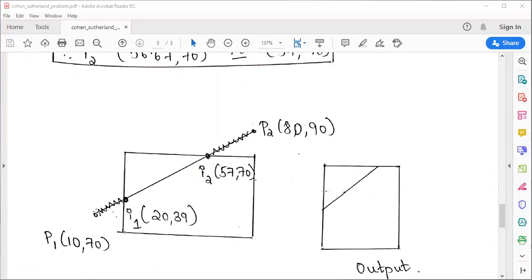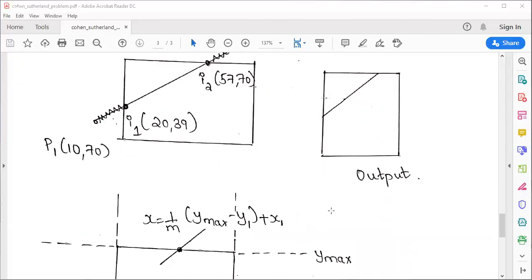So what we have to do, we have to clip the line which is outside the clipping window, right? So this P1 will be clipped till this intersection point I1 and P2 will be clipped till this intersection point I2. So the output we get is a line which has the points 20, 39 to 57, 70, right? So this is our final output.